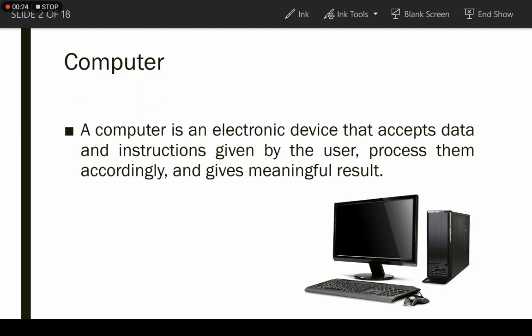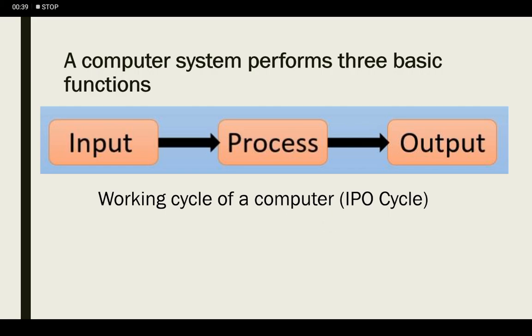As you know, a computer is an electronic device that accepts data and instructions given by the user, processes them accordingly and gives a meaningful result. A computer system performs three basic functions which are input, process, output. It means it takes input, processes it, and then gives us the result as output. This is also known as the working cycle of a computer or the IPO cycle.